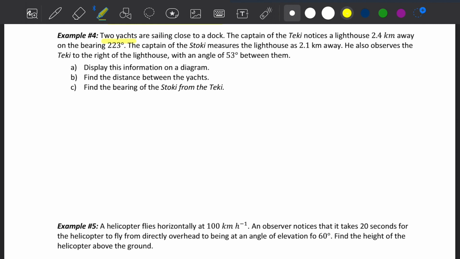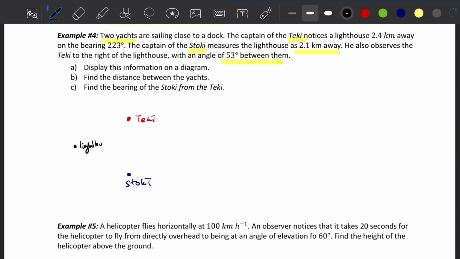We have two yachts, Taki and Stoki, and Taki notices a lighthouse 2.4 kilometers away on the bearing of 223 degrees. The captain of the Stoki measures the lighthouse as 2.1 kilometers away, and he also observes the Taki to the right of the lighthouse with an angle of 53 degrees between them. We can say there's Stoki, and Taki is more in front of this Stoki yacht, and the lighthouse is between them.